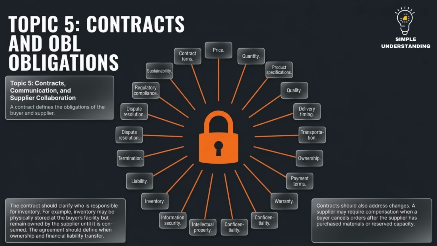The contract should clarify who is responsible for inventory. For example, inventory may be physically stored at the buyer's facility but remain owned by the supplier until it is consumed.